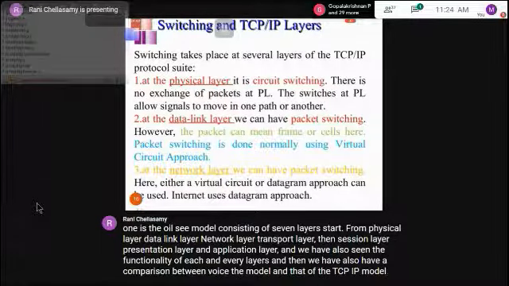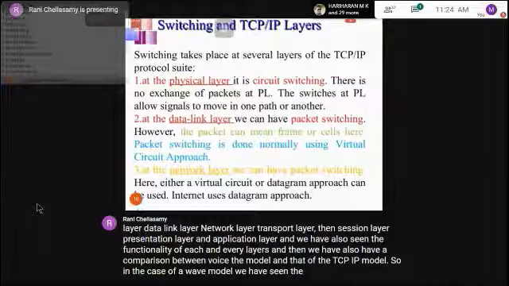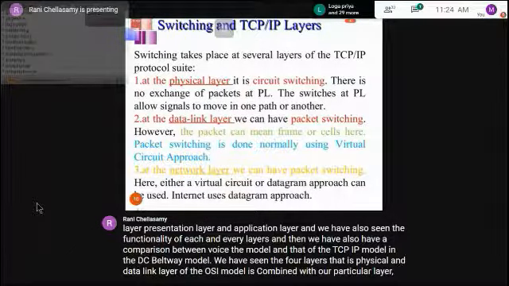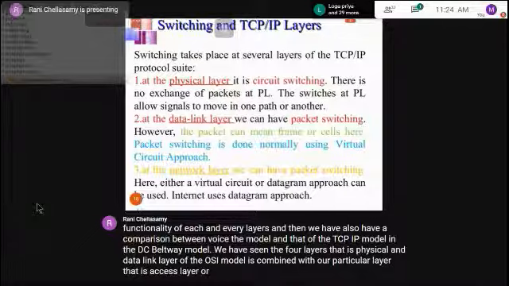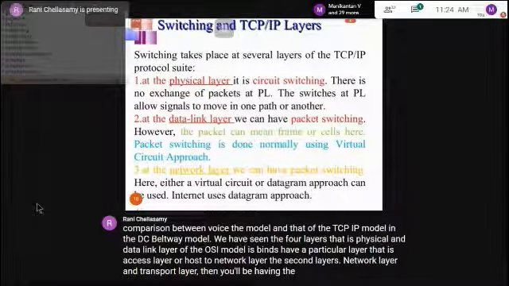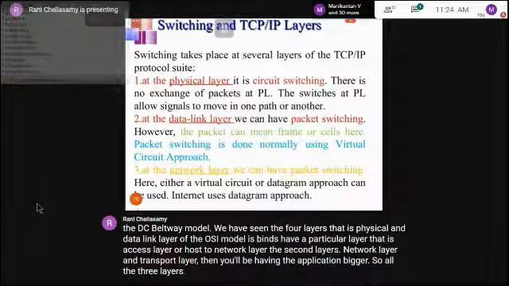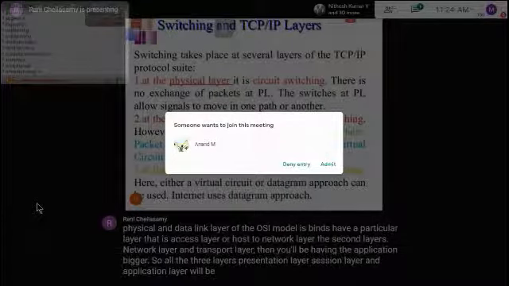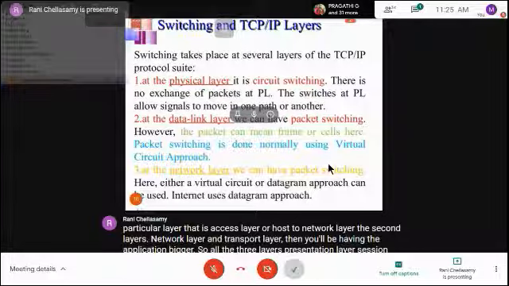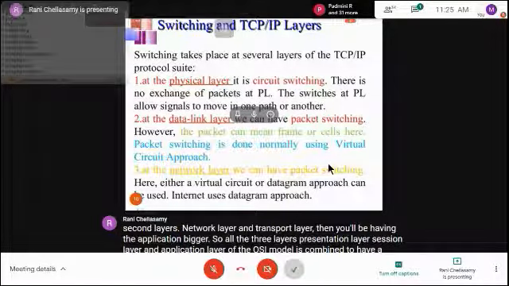So in the TCP/IP model, we saw 4 layers. The physical and data link layers in the OSI model are combined into a single layer, that is the access layer or host network layer. The second layer is the network layer, then the transport layer, then the application layer. The presentation layer, session layer, and application layer of the OSI model are combined into a single application layer in the TCP/IP model. All these we saw in yesterday's session.